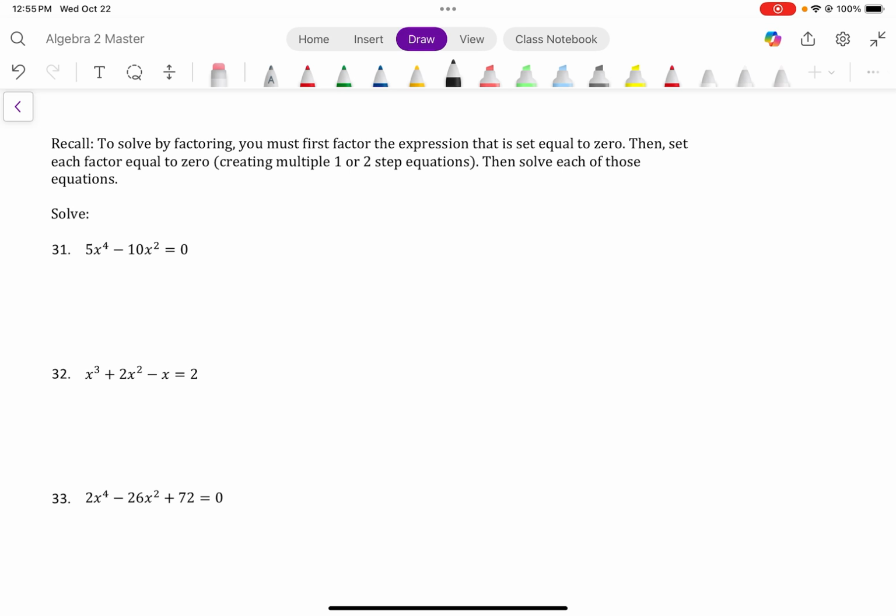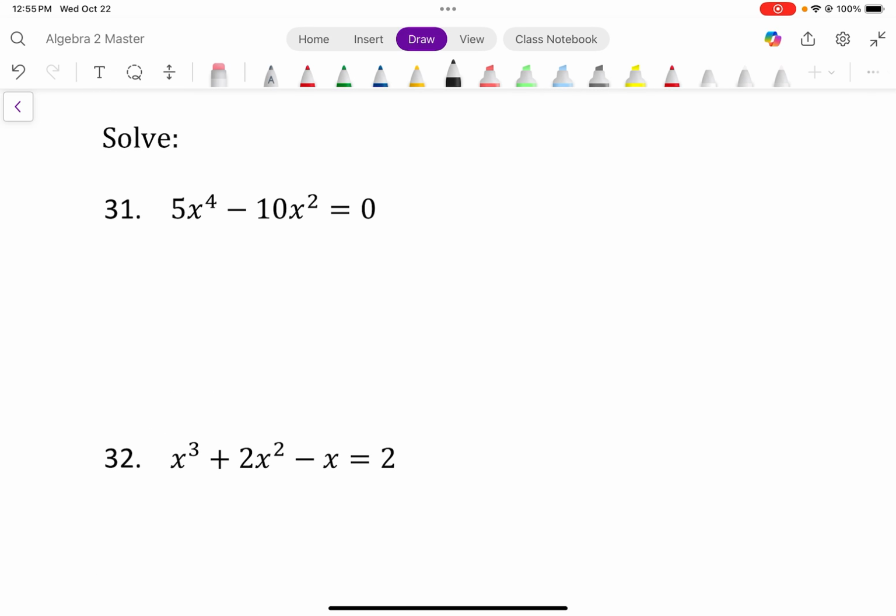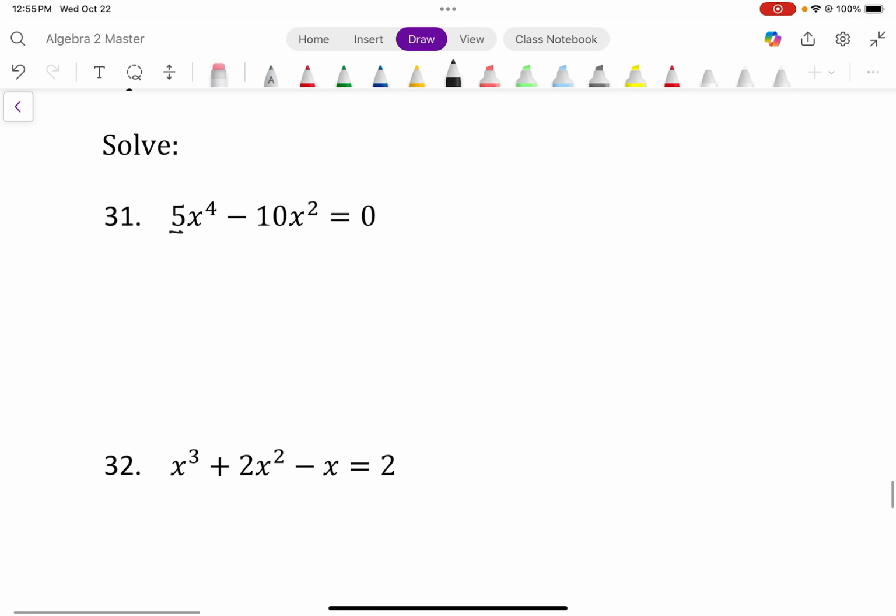So here in question 31, the first thing that I'm going to always look for is a GCF. In this case, 5 and 10 have a common factor of 5, but better than that, x to the fourth and x squared have a common factor of x squared. This is why we had to use our exponent properties. So this tells me 5x squared times x squared and 5x squared times negative 2 are going to be the same thing as 5x to the fourth minus 10x squared. If I were to distribute, I'd get that same thing.